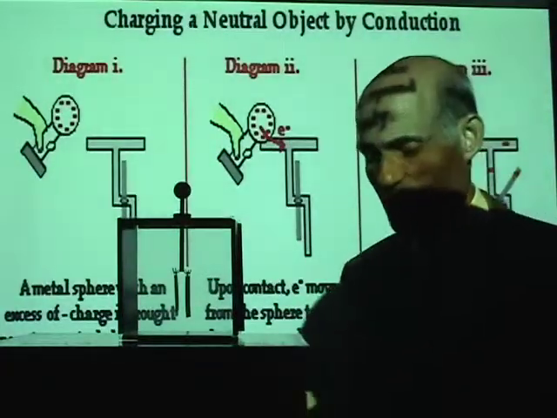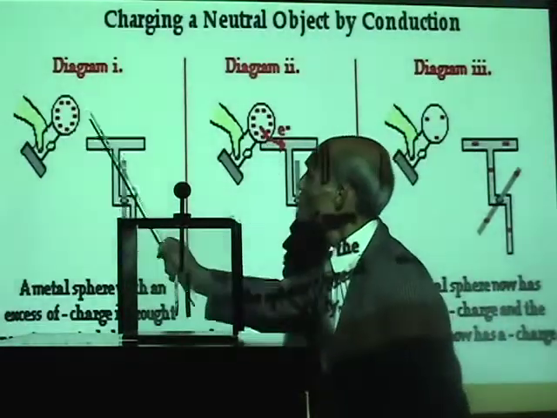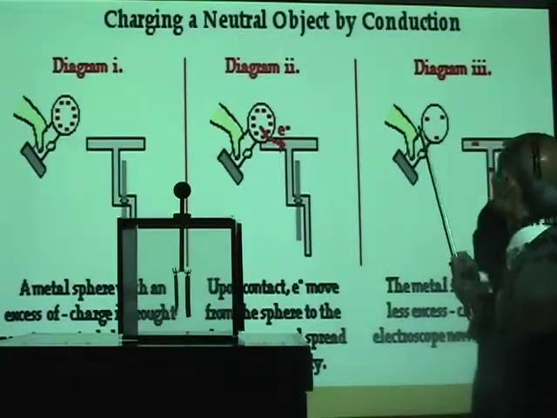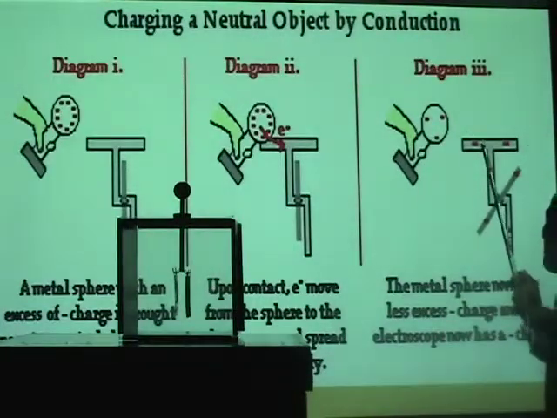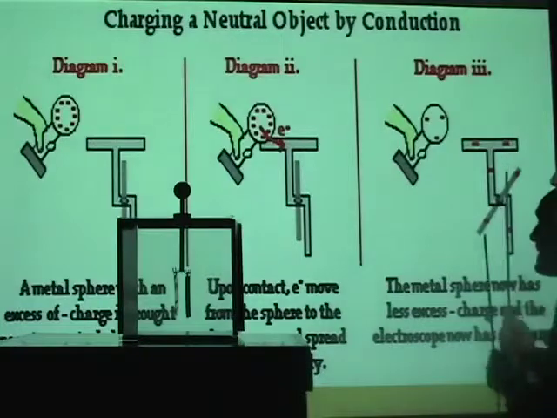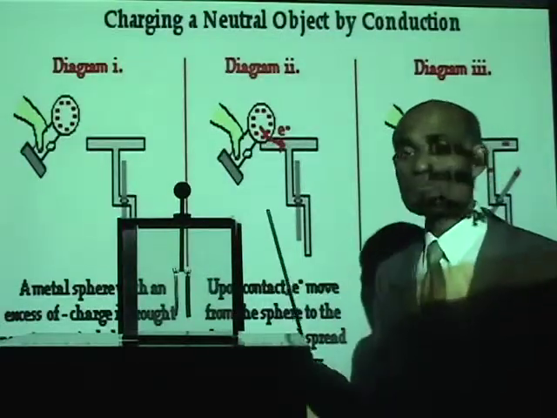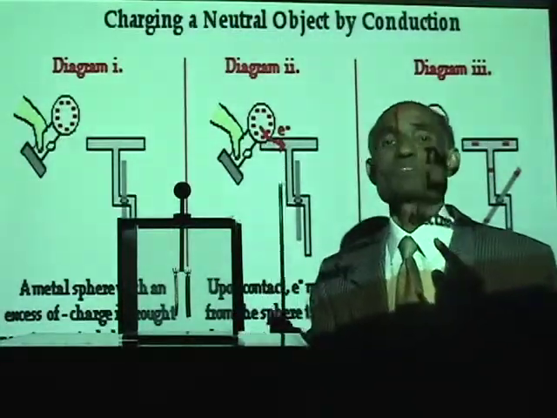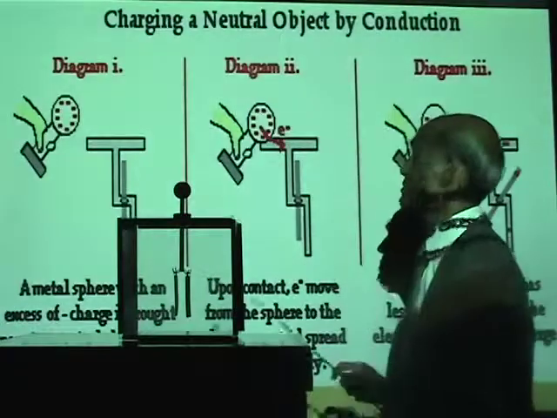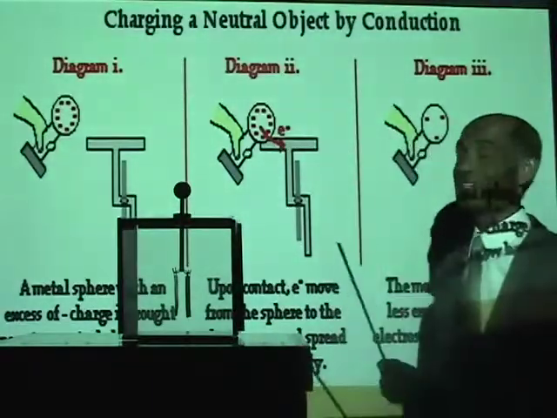So charging by conduction means bring a charged object, this is the negative charge there, bring a charged object and make contact with the neutral object. This is the electroscope actually. And when you make contact, some of the excess charges will flow into the electroscope. Now you can see the electroscope has an excess charge. Now that's how you charge by conduction. This process by which you make contact between the charged object and the neutral object is called charging by conduction. Now, this time we used a negative charge to charge the electroscope negatively.